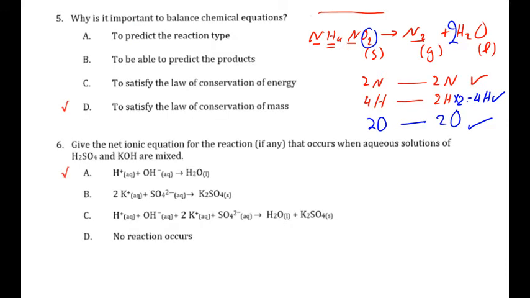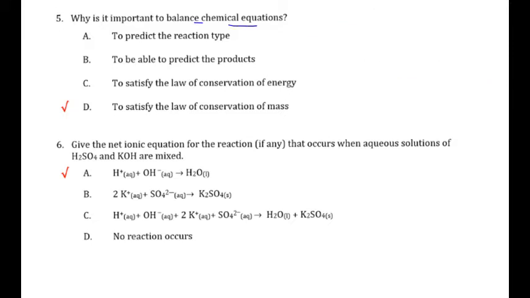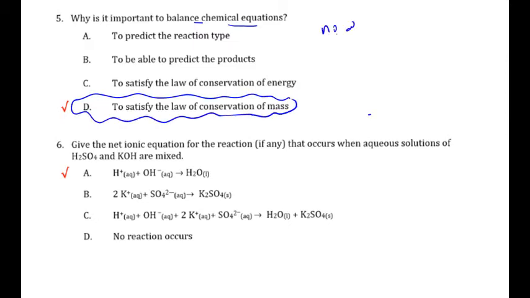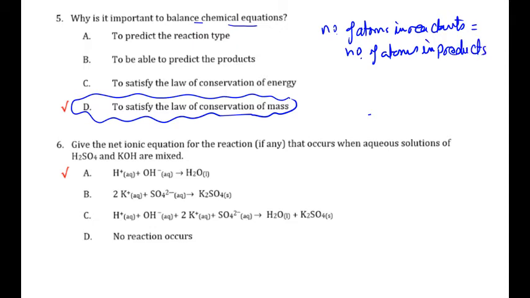Why is it important to balance a chemical equation? To predict the reaction type? Balance doesn't have anything to do with the type of reaction. To be able to predict the product, to satisfy the law of conservation of energy, or to satisfy the law of conservation of mass? Yeah, that's true, to satisfy the law of conservation of mass, to make sure that the number of atoms in reactants is equal to the number of atoms in products. Here we satisfy the law of conservation of mass.